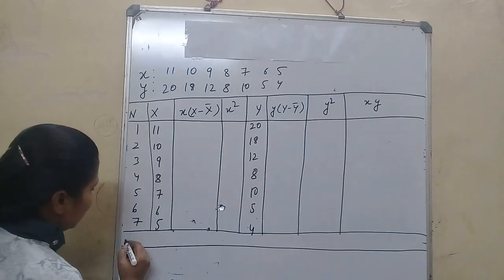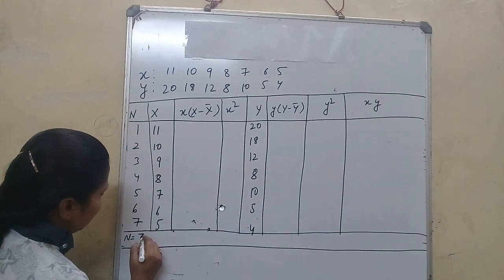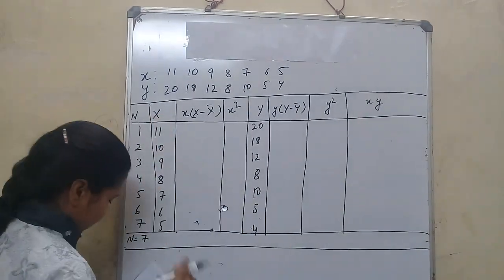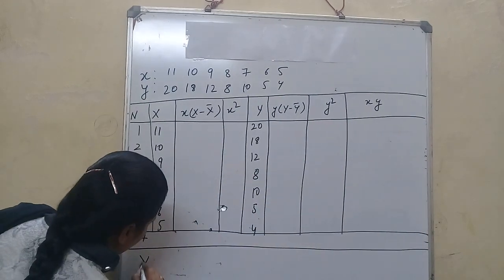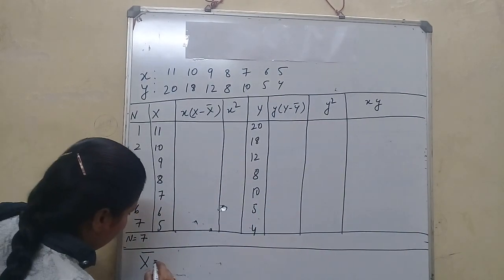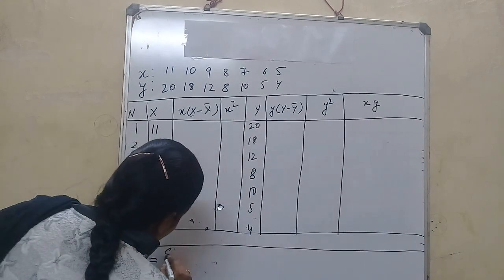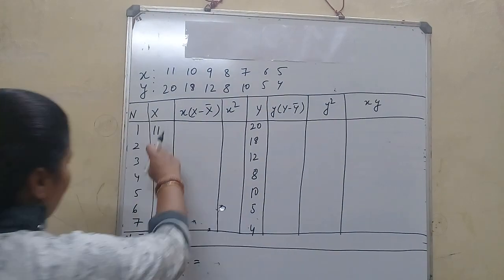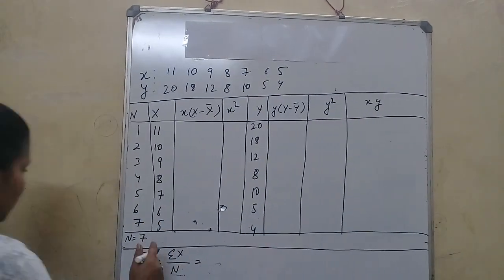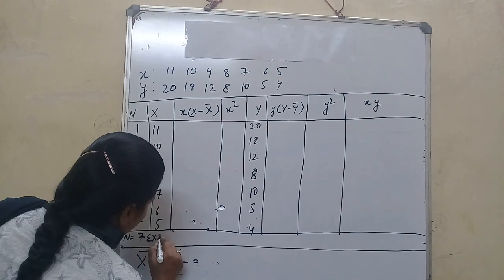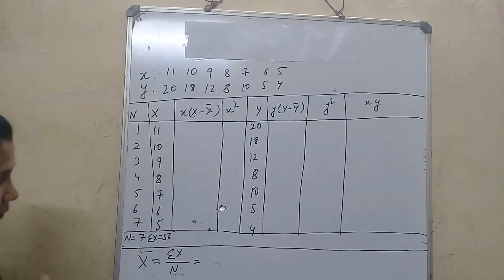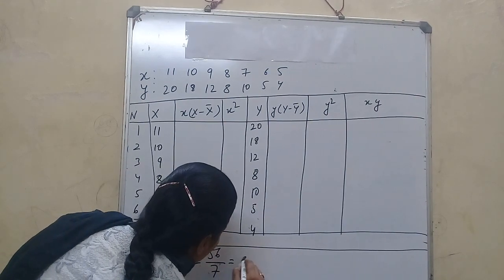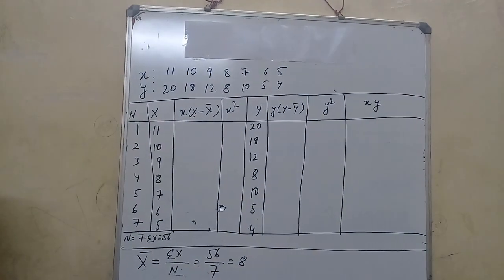The total number is equal to 7. We write here 7. We have to first find the mean as usual. Mean is equal to summation x by n. We have to add all these, like as summation 56. Now we put into the formula. What comes is 8.